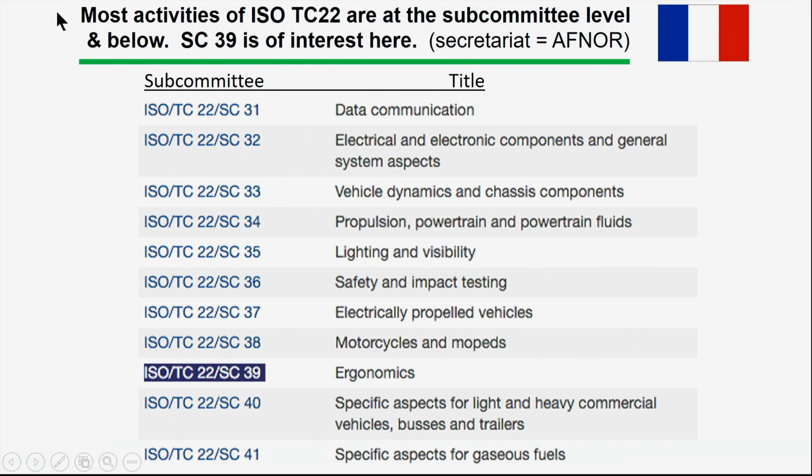Now, within every technical committee, there are a large number of subcommittees. And the subcommittee that's of interest is Subcommittee 39. It's sort of an artifact of history that the number is 39. It doesn't mean there are 39 committees. There were originally, I believe, 13 or 14 committees. Then they restructured, so the committees from 1 through 14 were dropped, or 1 through 13, whatever the number was. And they renumbered the committees and restructured them with higher level numbers. So you can see the committees run from 31 through 41. The committee that's of greatest interest to this presentation is Technical Committee 22, Subcommittee 39, which is ergonomics.